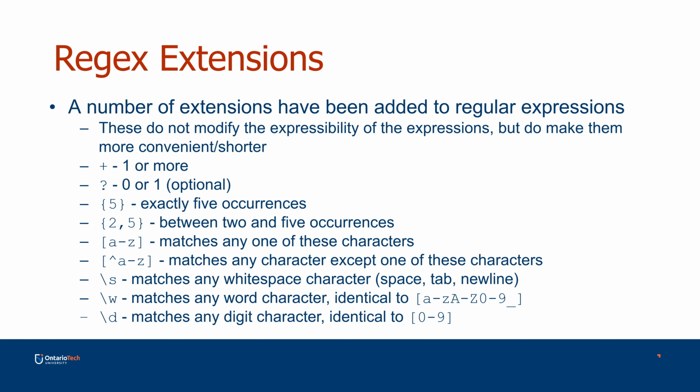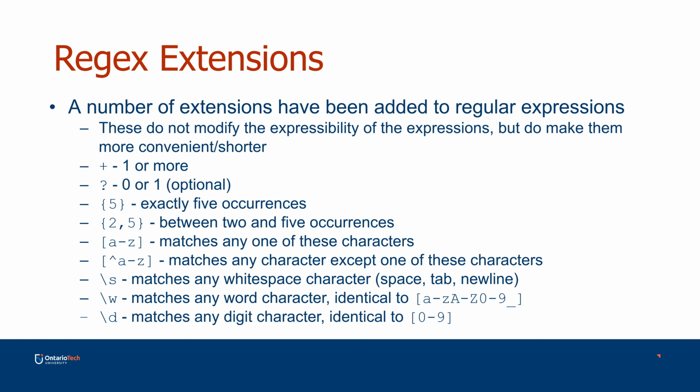If you have 2 numbers in there with a comma in between them, then that gives you a range. So in this case, if I were to say something like B, curly bracket, 2 comma 5, close curly bracket, that means either 2 B's or 3 B's or 4 B's or 5 B's, any of those possibilities. And if we leave one of these numbers out, but we keep the comma there, then it means, so for example, if we just have curly bracket comma 5, that means up to 5, so between 0 and 5 occurrences.